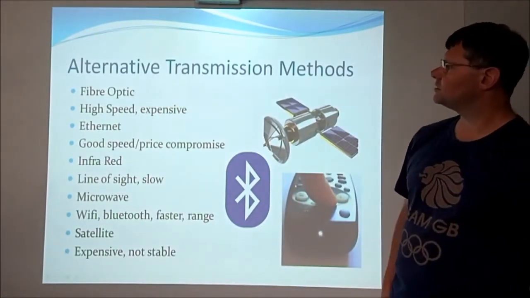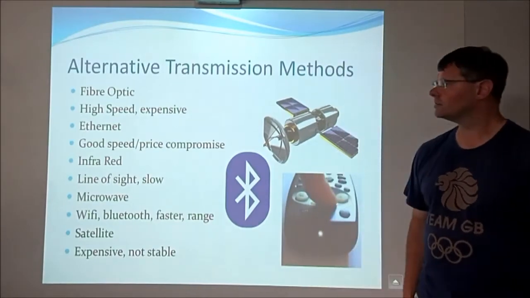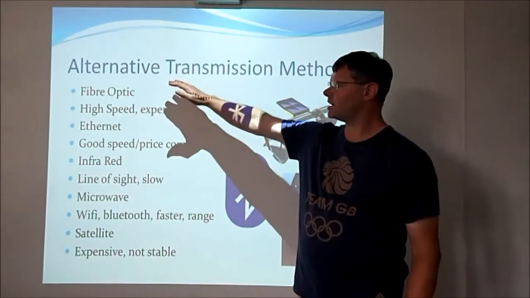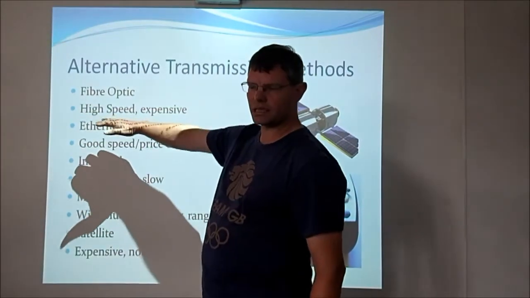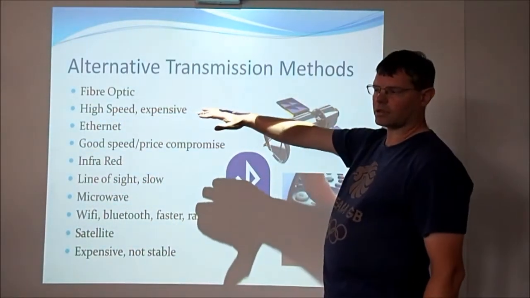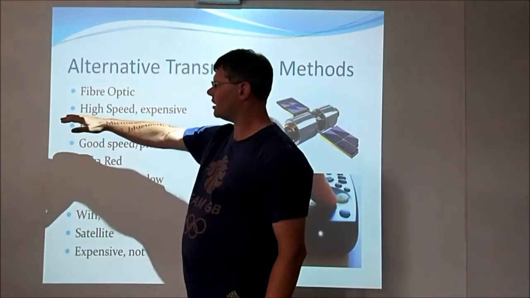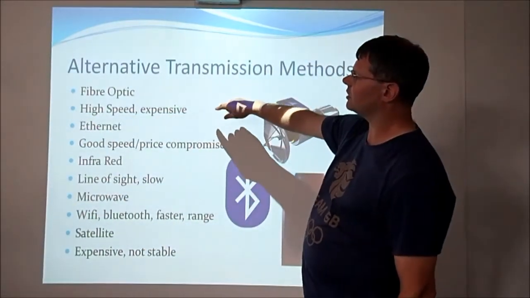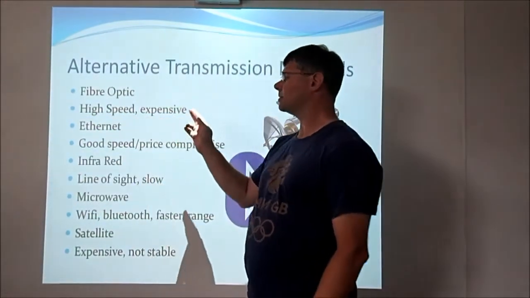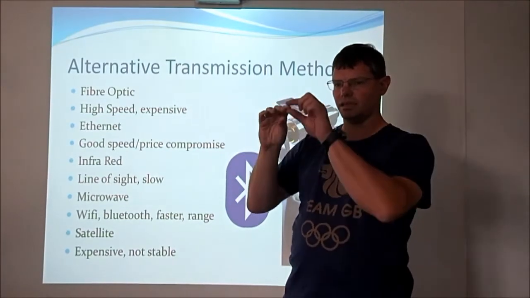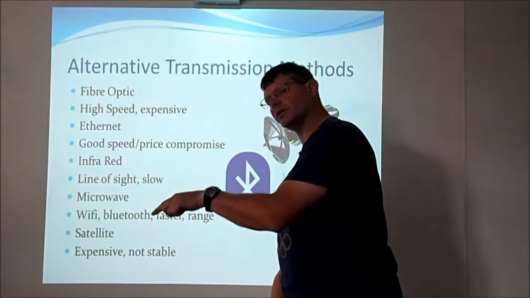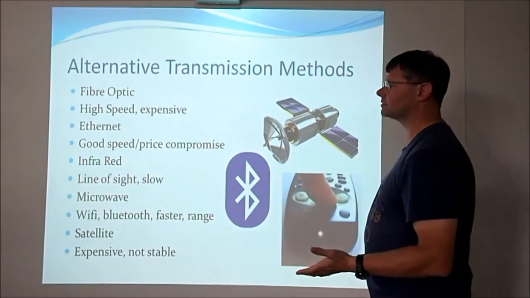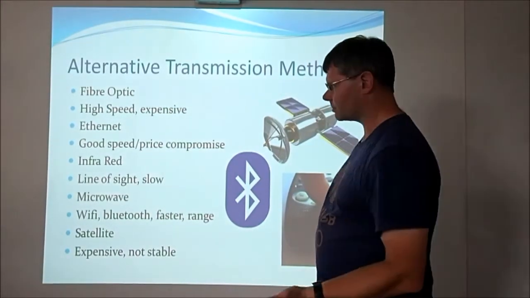Right, other ways that you can transmit stuff. You can have fibre optic cable, which we've talked about before, although I think that might have been in the networking or the Unit 14 hardware videos, probably the networking one. It's very high speed, and uses a glass or plastic inner core with a reflective surface on the inside to bounce light all the way down the cable. So it's very, very fast, but quite expensive.